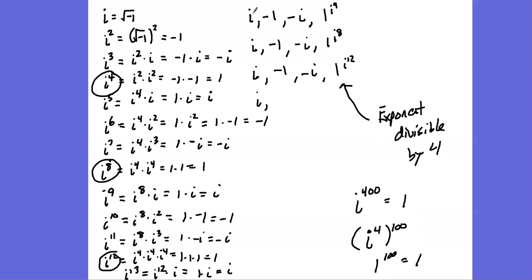So what about these other ones? Well, with this i here, my exponent was 1. This had an exponent of 5. This one was i to the 9th. And this one was i to the 13th. So i to the 1st, i to the 5th, i to the 9th, i to the 13th, those were all just i.